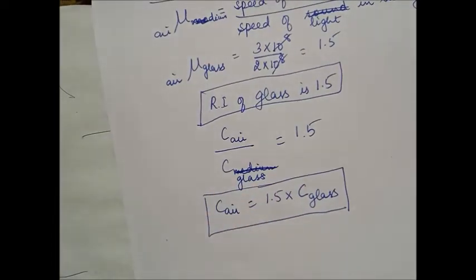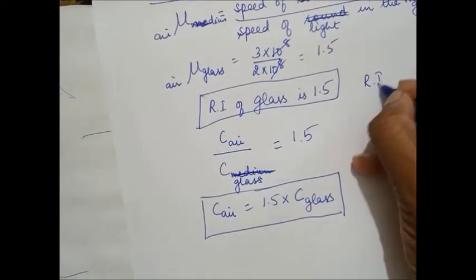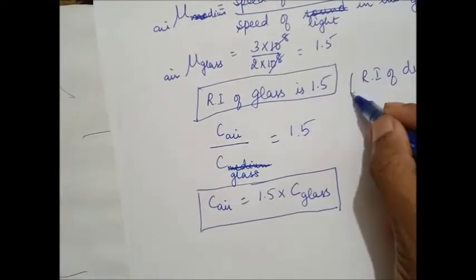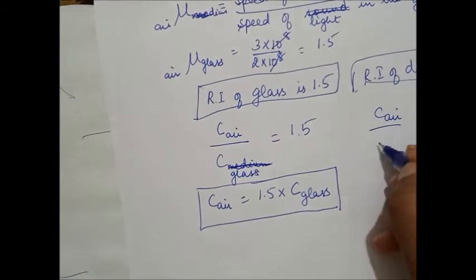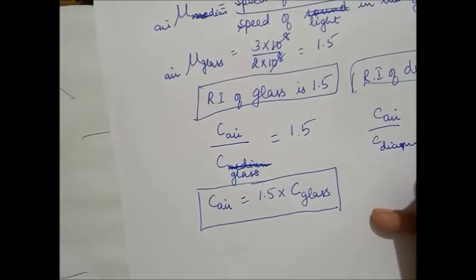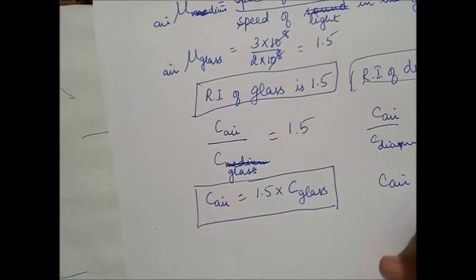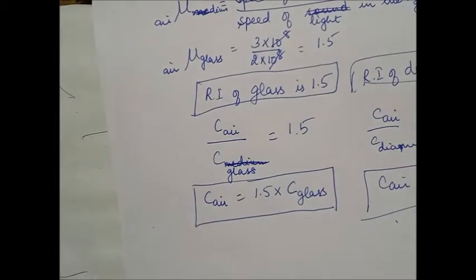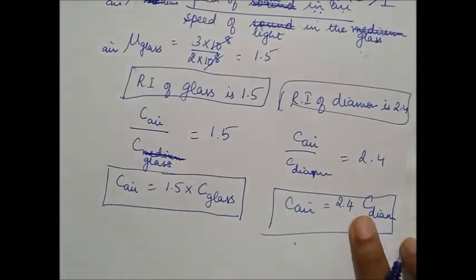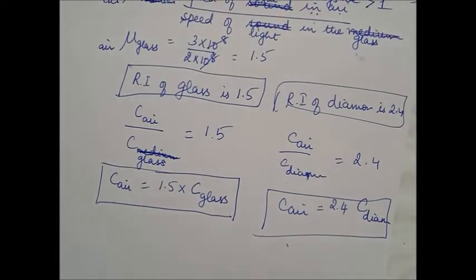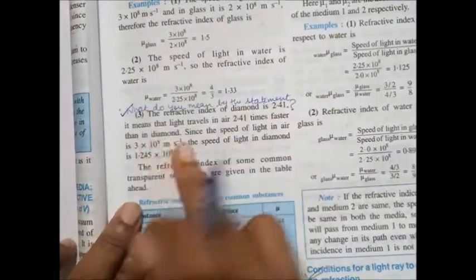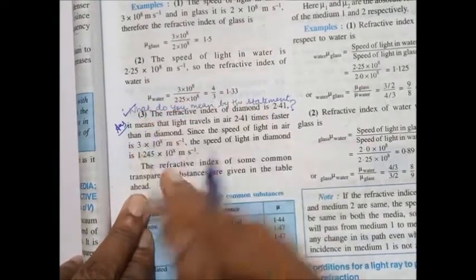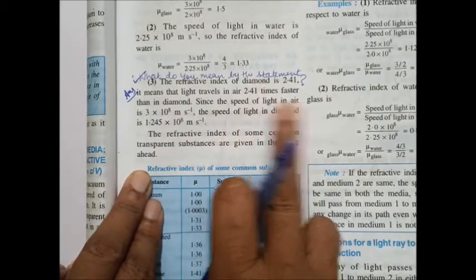So if they ask you what do you mean by the statement refractive index of diamond is 2.4, in the same way, it means speed of light in air upon speed of light in diamond is equal to 2.4. That means speed of light in air is 2.4 times the speed of light in diamond. That's the conclusion that I get. Speed of light is 2.4 times faster in air than in diamond. So this is also one question that they ask. What do you mean by the statement refractive index of diamond is 2.41? The answer is, it means that light travels in air 2.41 times faster than in diamond.